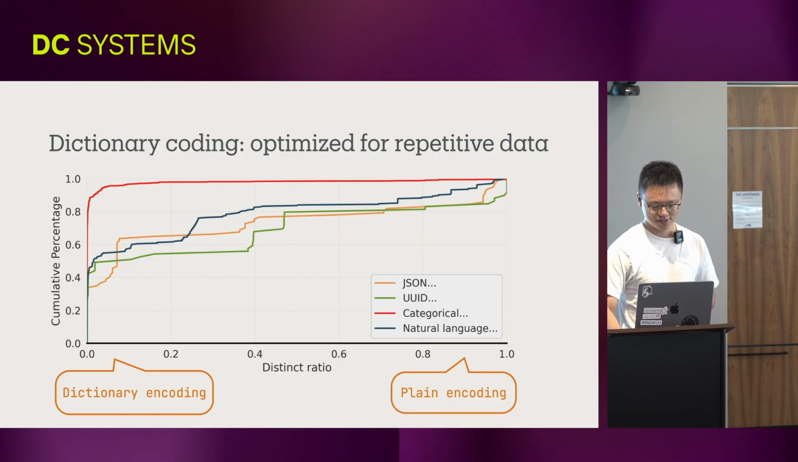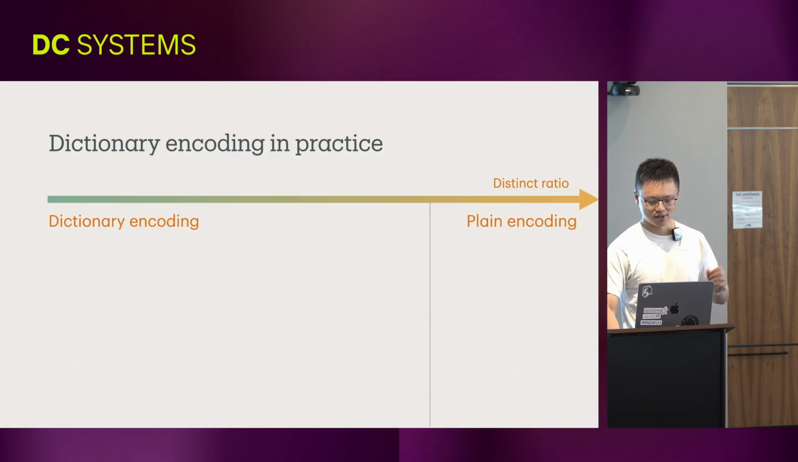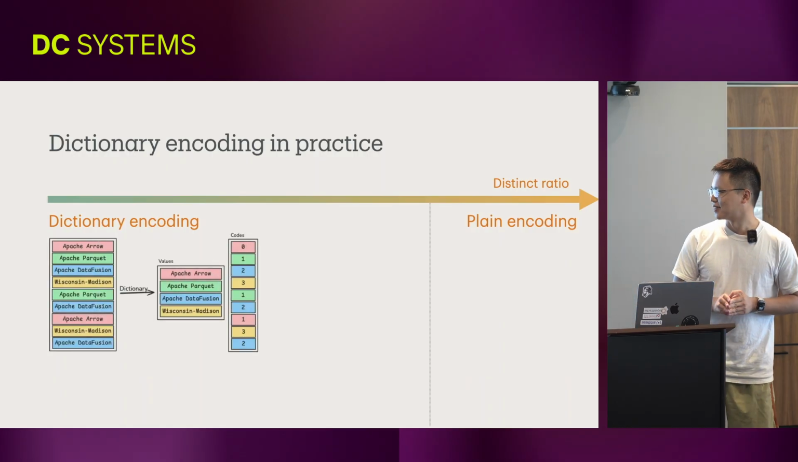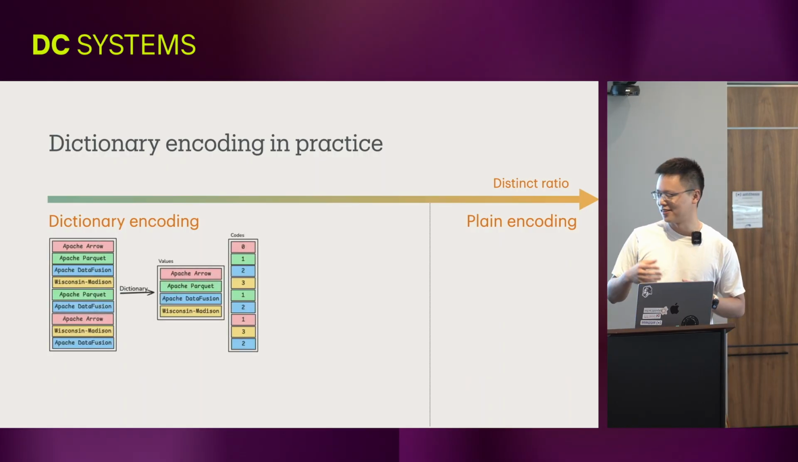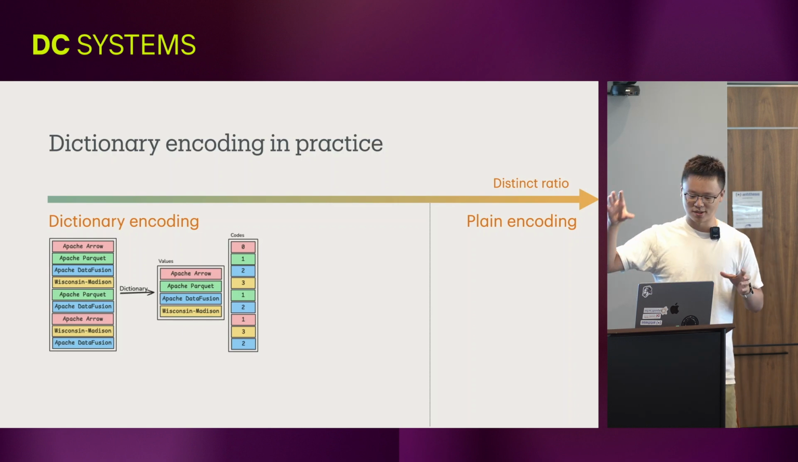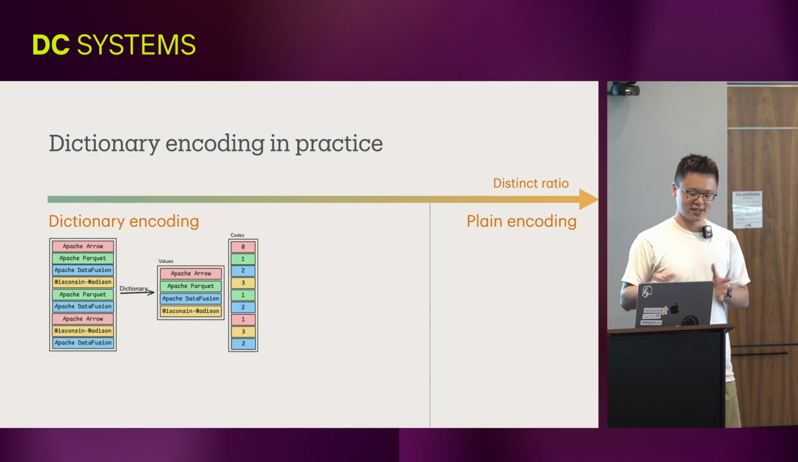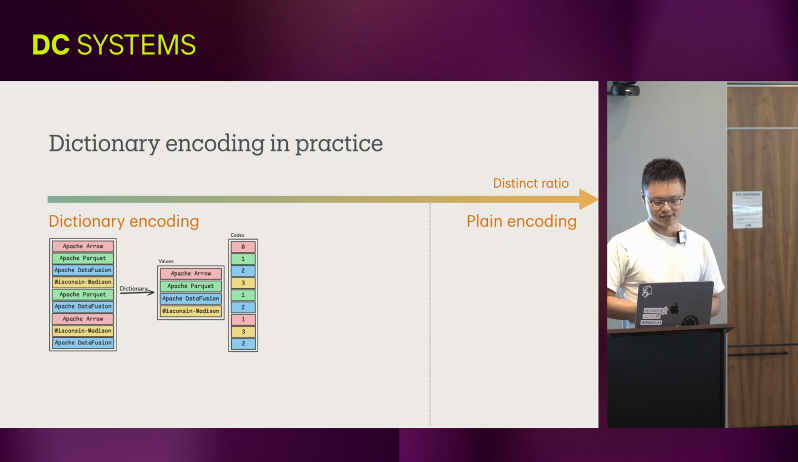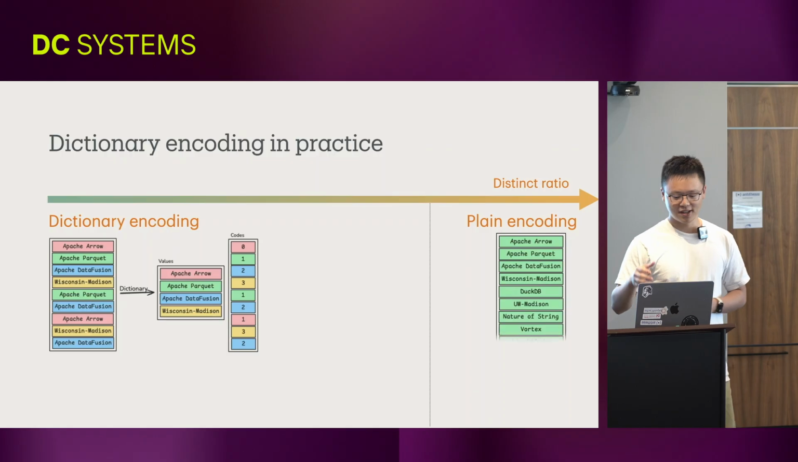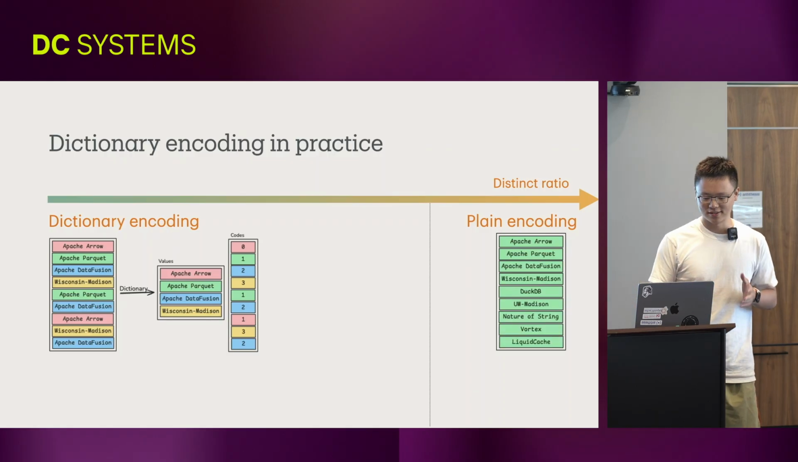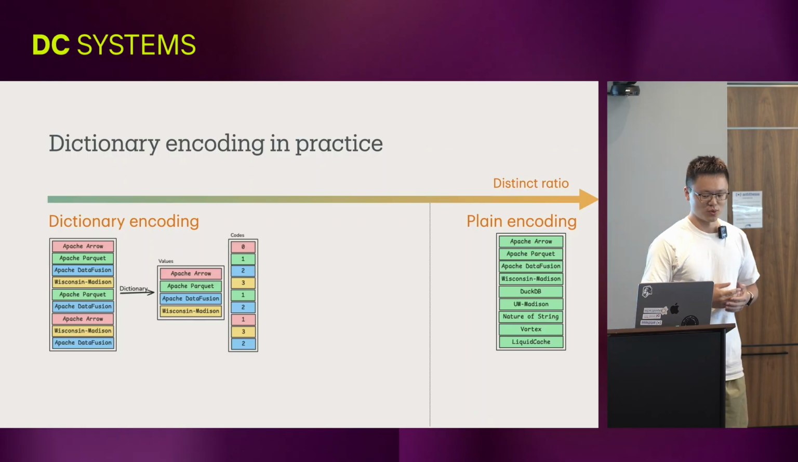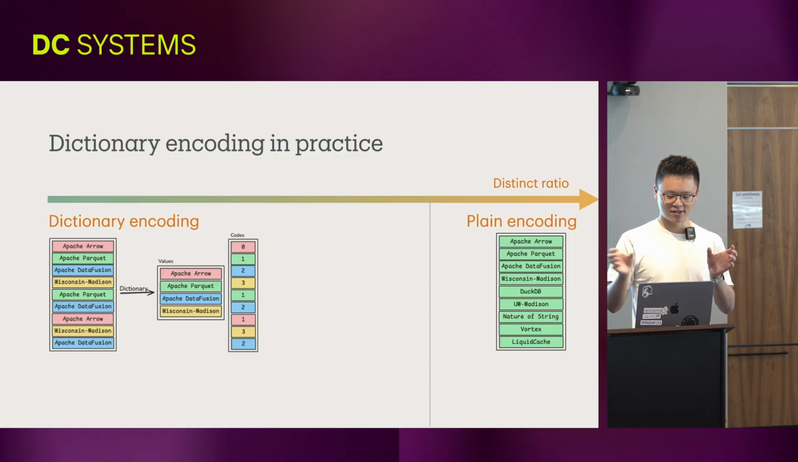Here's an example of the 2 encodings. On the left-hand side, if it's very repetitive, we do dictionary encoding. Here's an example with multiple strings. There are a lot of repetitions, so we put them into a hash table, deduplicate everything, and keep a key to reference the actual strings in the dictionary. On the other hand, if every string is unique, then this kind of dictionary is pure overhead. So we want a plain encoding, just concatenating every string one after another.